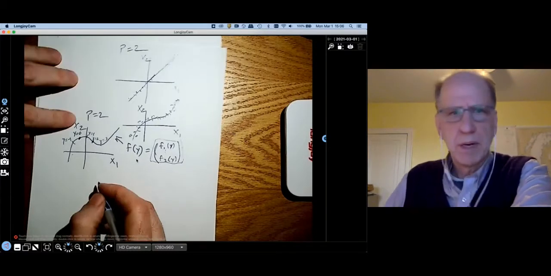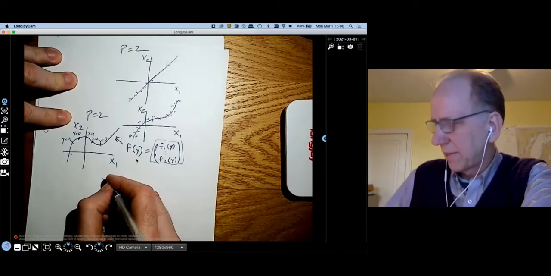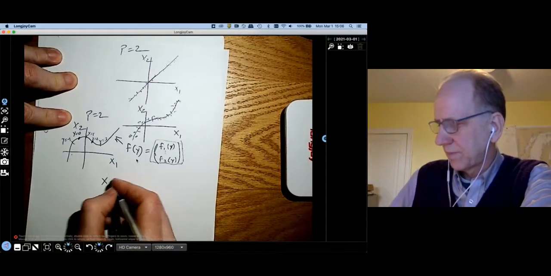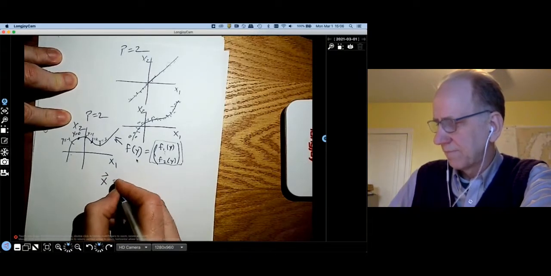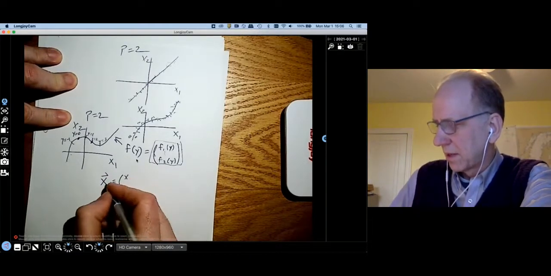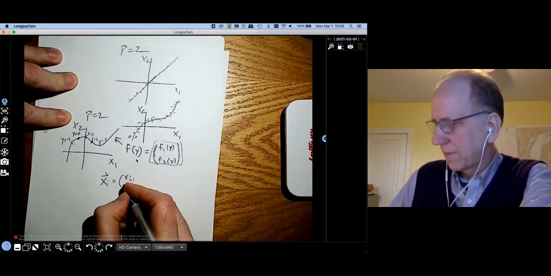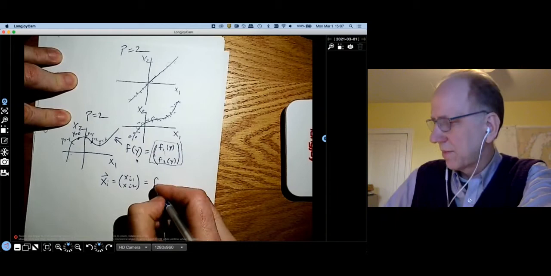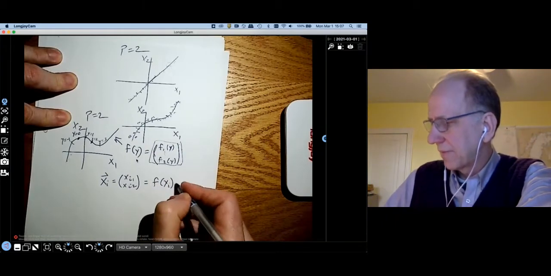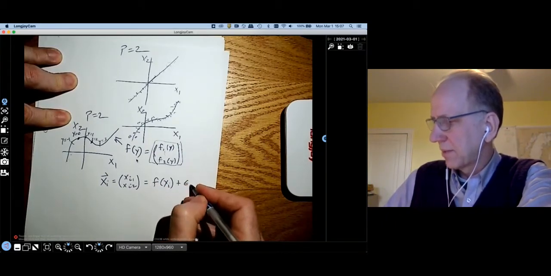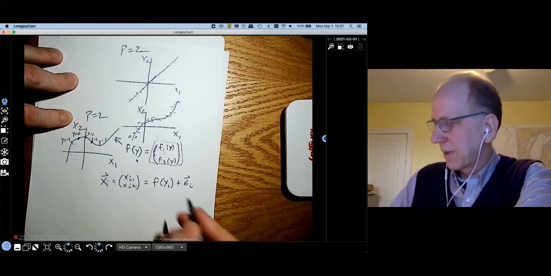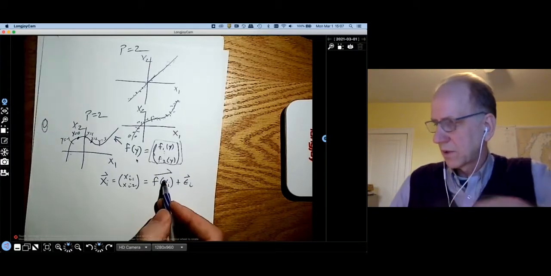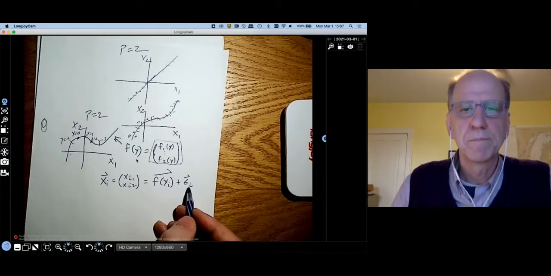Let's go back to our model. Our model is that my observed x's, so this is an x vector, xi1, xi2, is equal to some f at y sub i plus epsilon sub i, where epsilon sub i is a vector. By the way, this whole thing is also a vector.